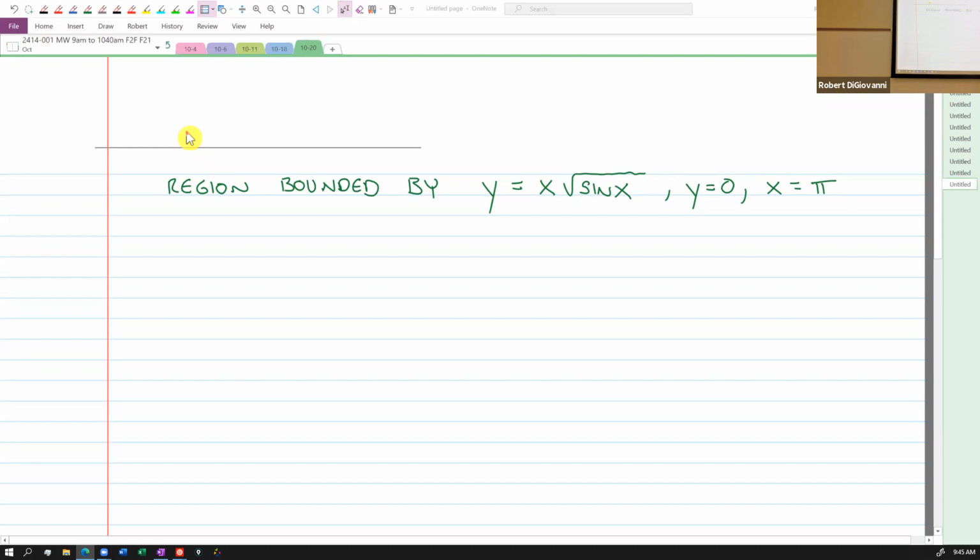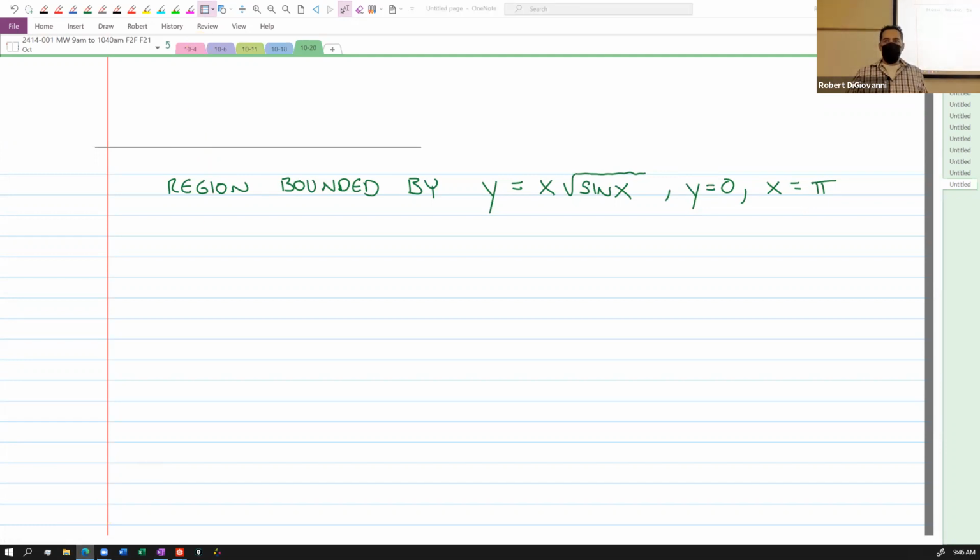Now when you graph this, you need to make sure that you are in radian mode. Radian mode. If you're in degree mode, things are going to be different. Bree, did you get it? It's going to be a weird graph.